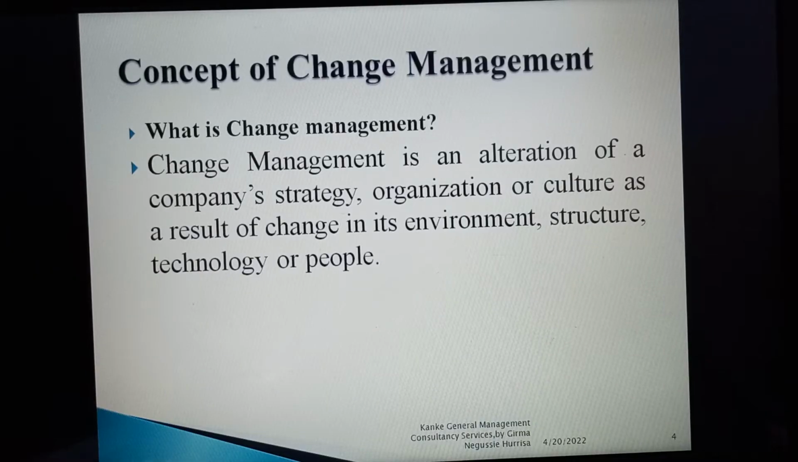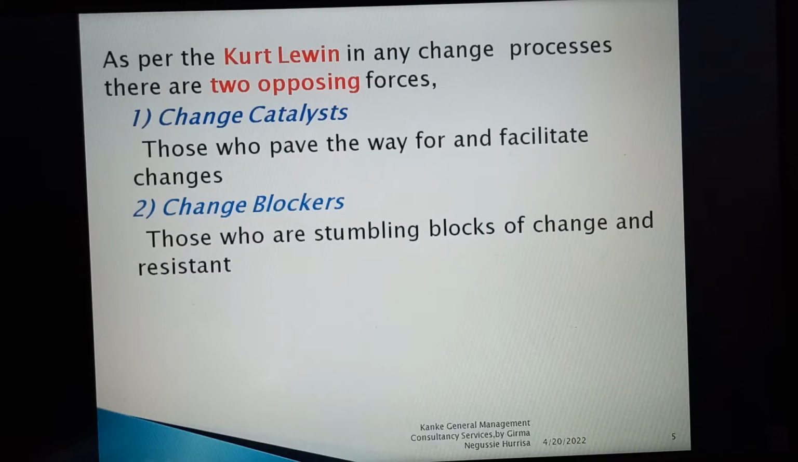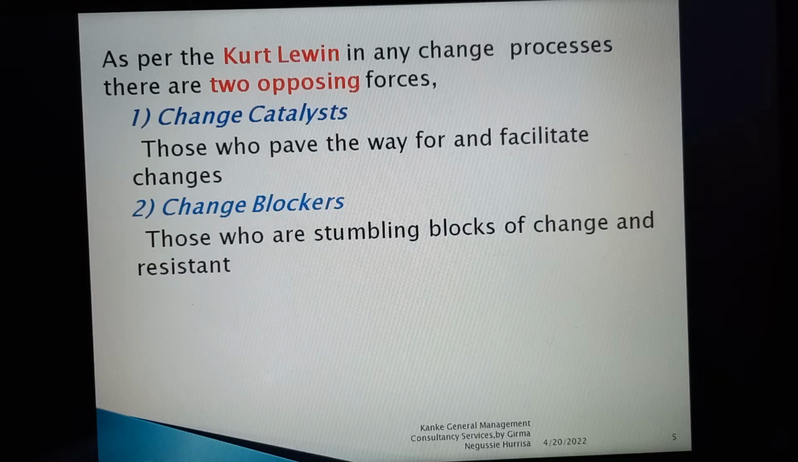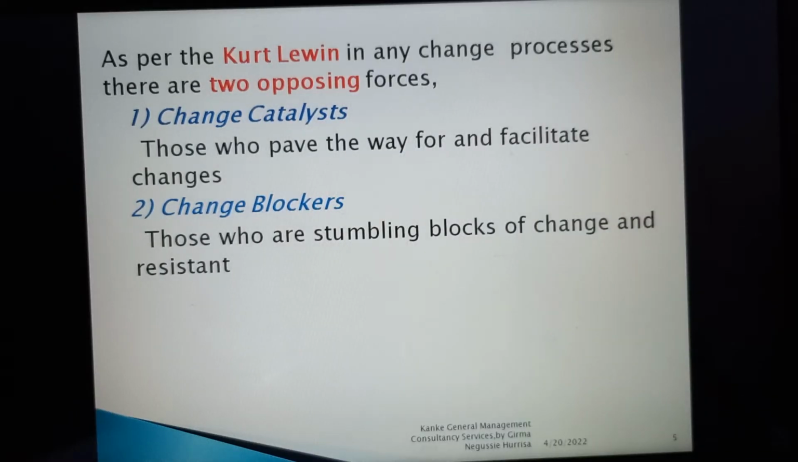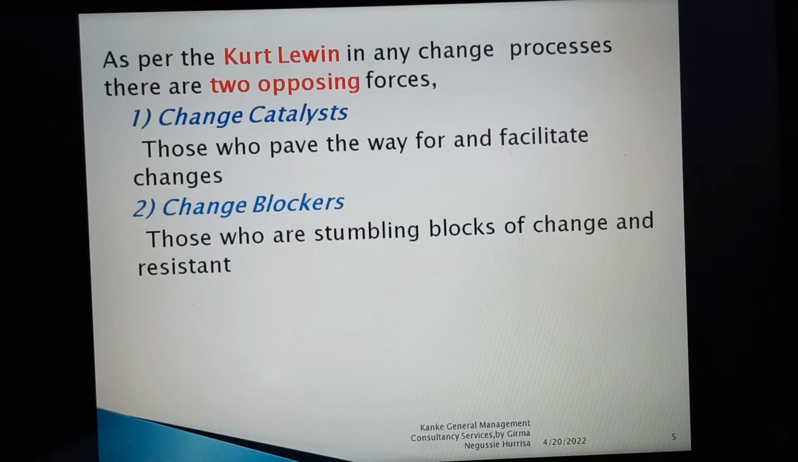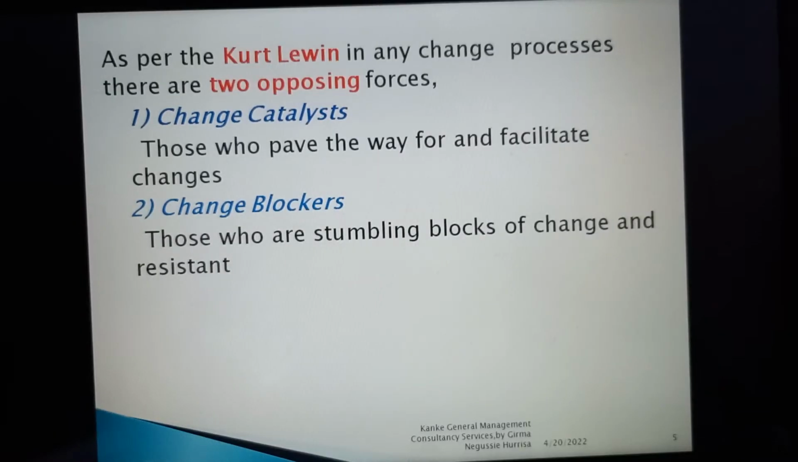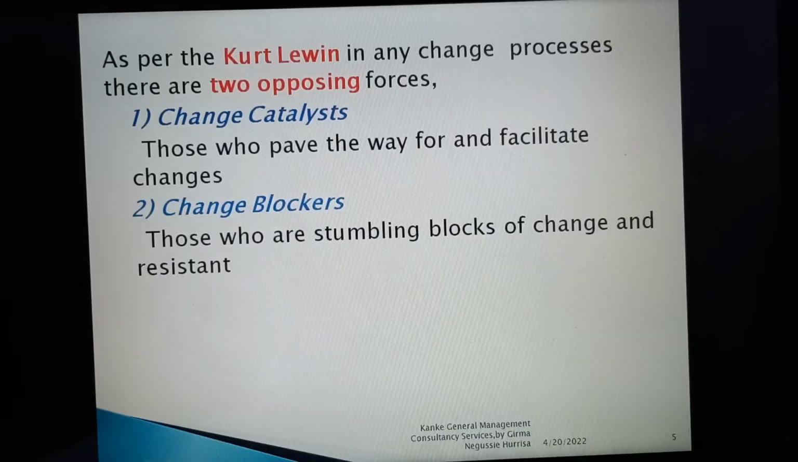Concept of change management. Change management is alteration of organizational strategy or organizational culture or environments due to the result of environmental forces, structure of the organization, technology, and people. According to Kurt Lewin, there are two forces that arise when change arises. The first one is change catalysts. The second one is change blockers. Change catalysts are facilitators for change, forces that enhance the success of change management, while blockers are forces that block or hinder the happening of change.